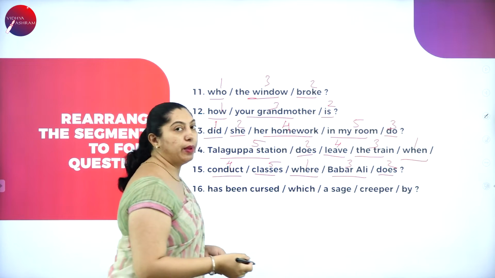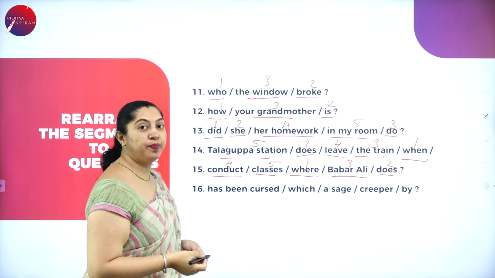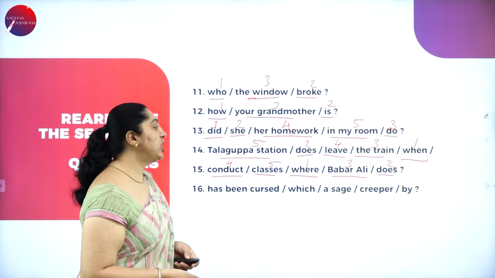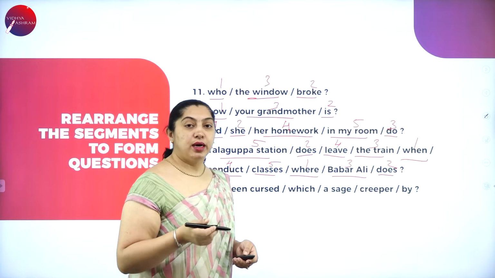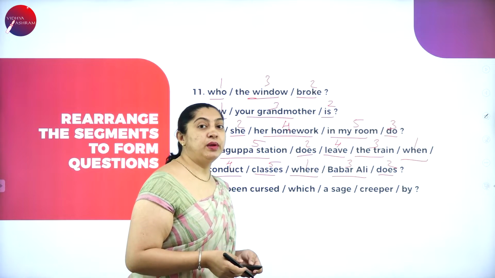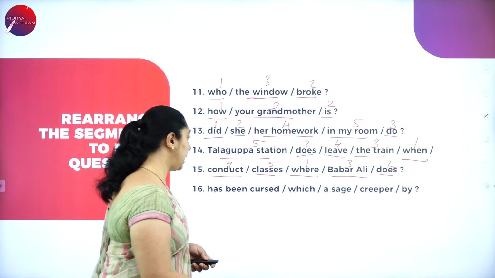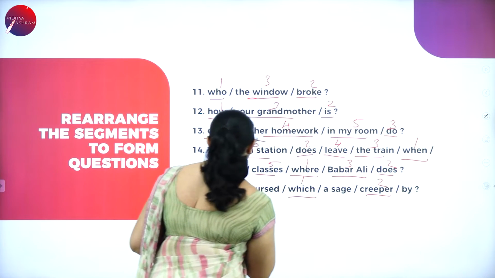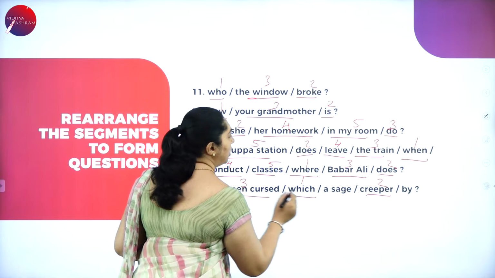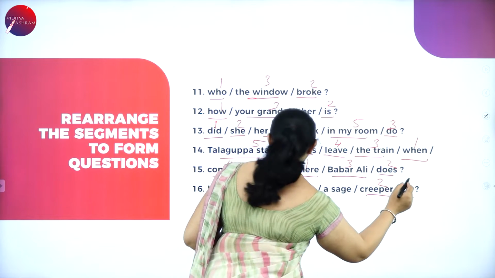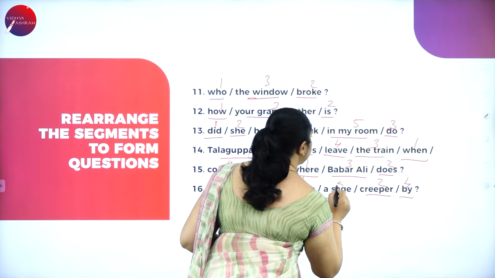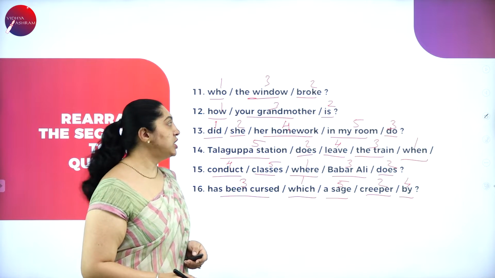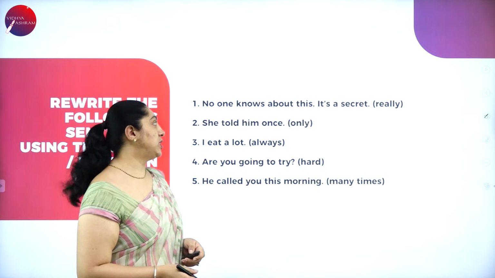I hope you remember this is from chapter 6. Babar Ali has been cursed which a sage creeper by. Again, this chapter is about the medicinal creeper. Which creeper has been cursed by a sage? This is about question forms.